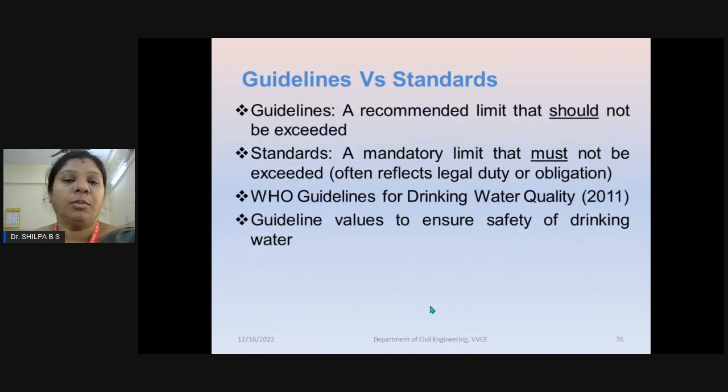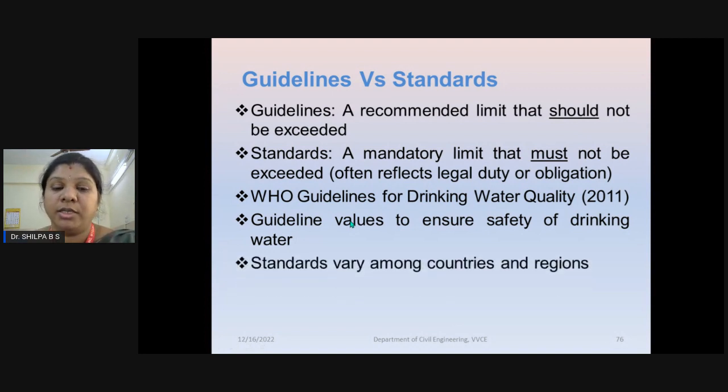Next, we will talk about the guidelines and the standards. Before we move on to water treatment, let me talk about the difference between a guideline and a standard. A guideline is a recommended limit that should not be exceeded, whereas a standard is a mandatory limit that must not be exceeded. Usually WHO guidelines are used for drinking water, and the guideline value is just to ensure the safety of drinking water, whereas standards may vary from one country or region to another.